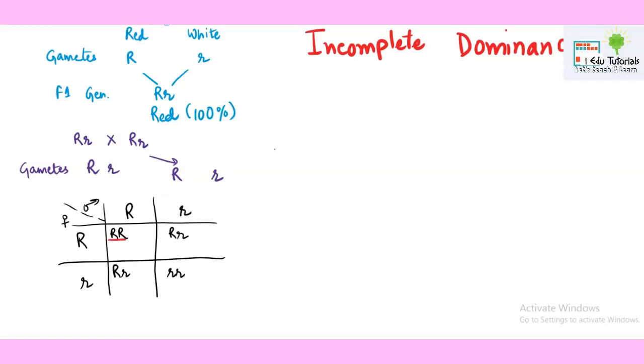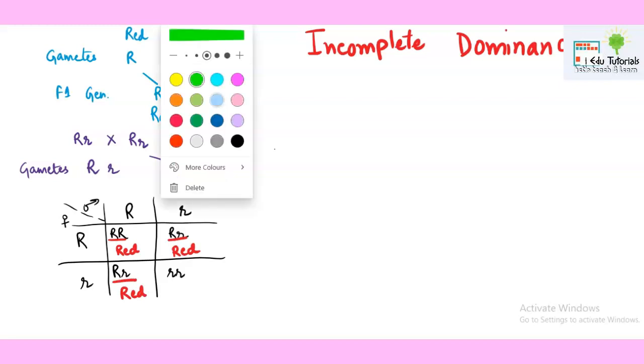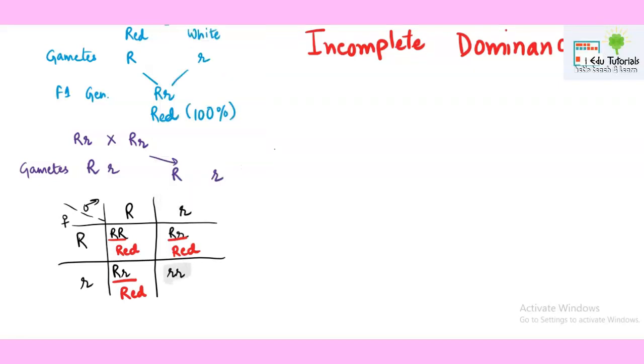Here the expression will be red because the expression of only the dominant allele will come. Here also the expression will be red because one dominant allele is there. Here also one dominant allele is there. But here the expression is going to be white. So this is going to be white. If you can see it, I have colored it with white.